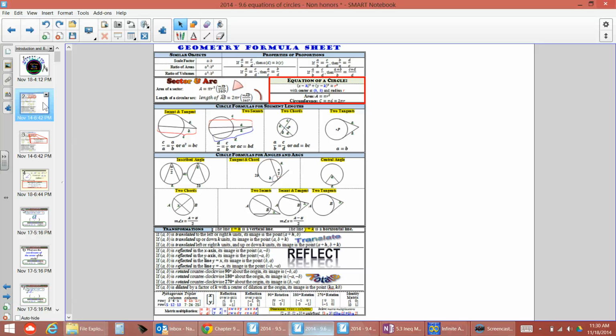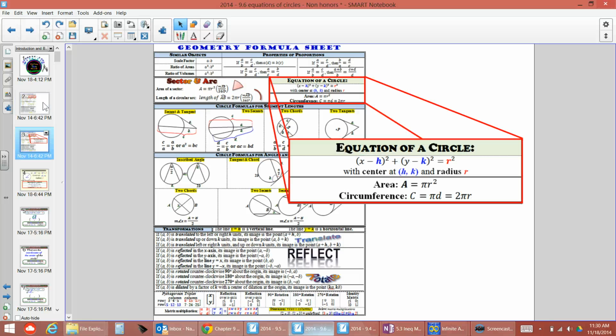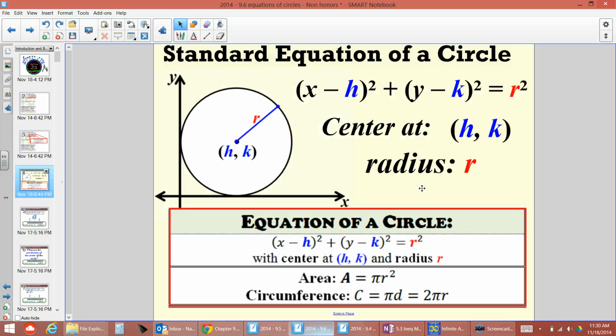Okay, this is 9.6 notes. We're talking about the equations of circles. On your cheat sheet, I want you to be very familiar with this portion. Right here I tell you what the equation of a circle is. It's going to be there with you on the test as long as you know how to use this portion.